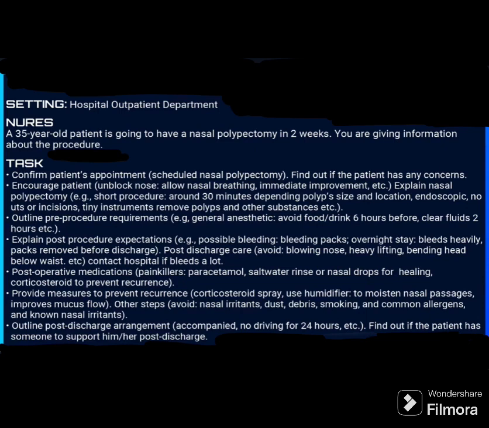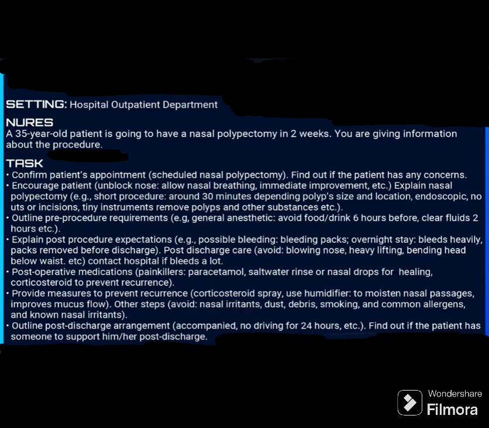Moreover, I would like to tell you some points to avoid. Please try to avoid blowing your nose heavily, heavy lifting, and bending your head below your waist. And after getting discharged, if you have heavy bleeding, please try to get back to the hospital as early as possible. Is it okay for you, or are you clear with that? Like that we can ask. Once you have asked, do you have any concern, then for the next point, no need to ask it again, you can continue.